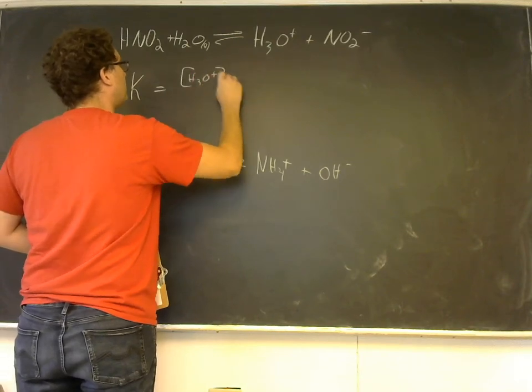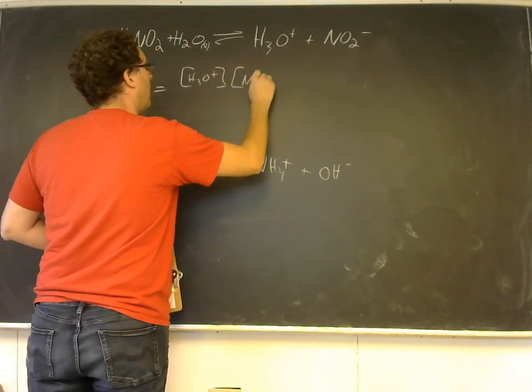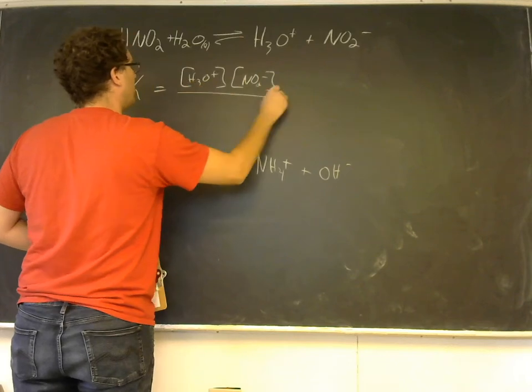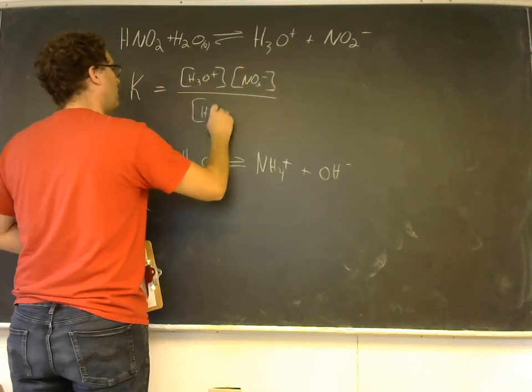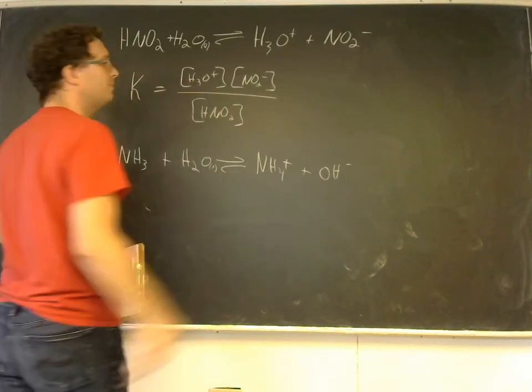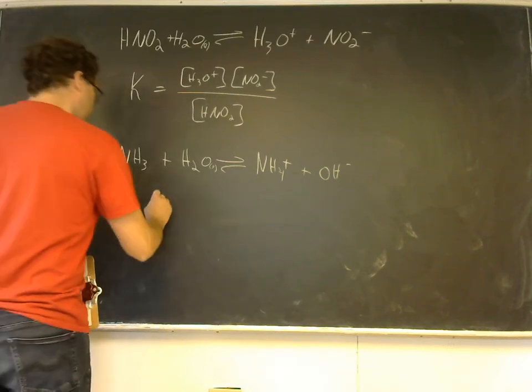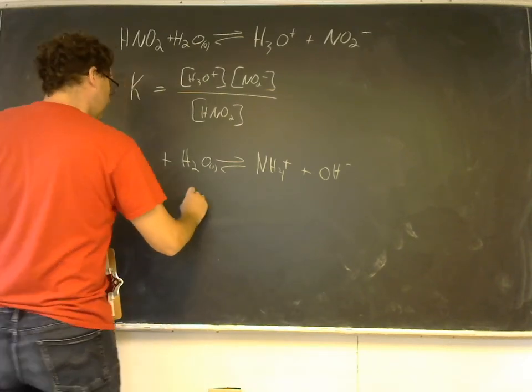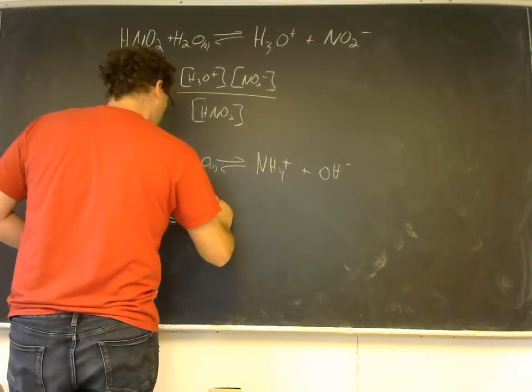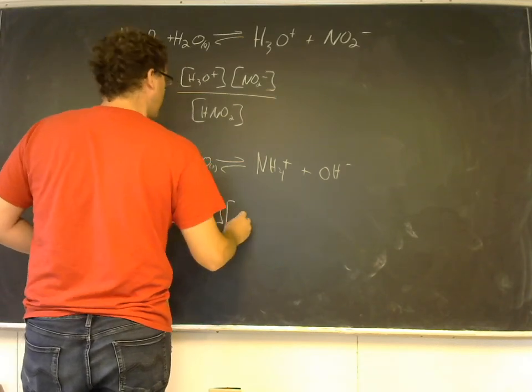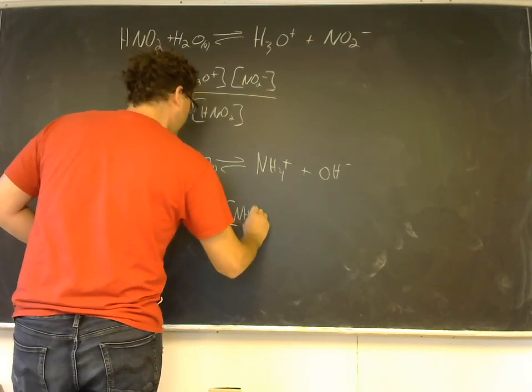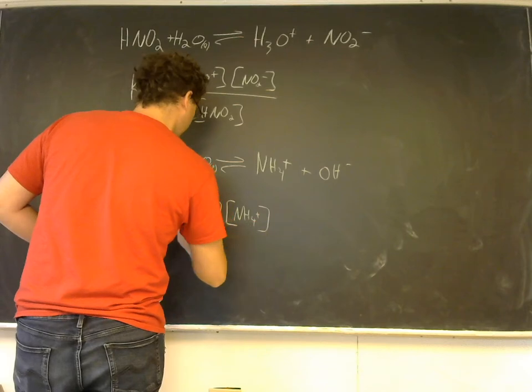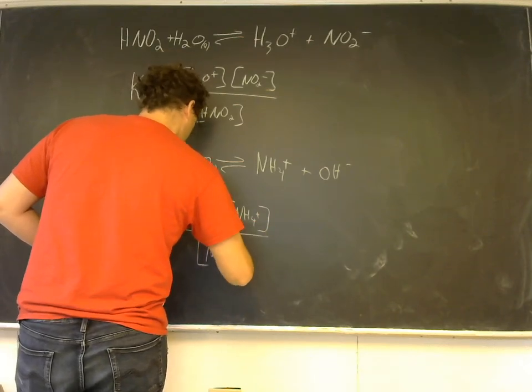H3O+, NO2-, over HNO2. And here we end up with a K equal to OH-, NH4+, and NH3.